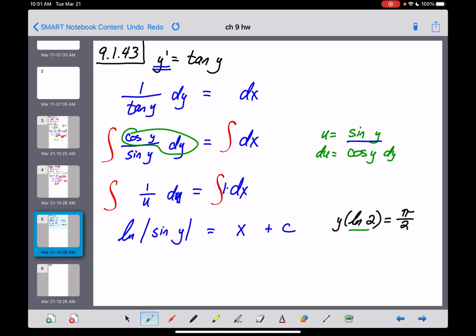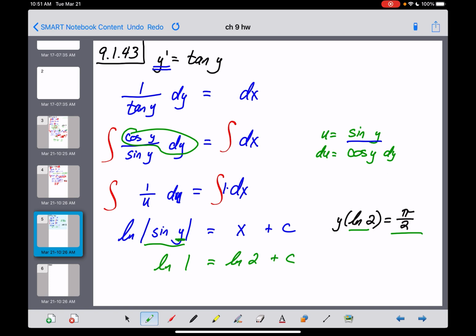When x is the natural log of 2, y will be pi over 2. So the natural log of, let's think about this, sine of pi over 2 is your y value, which is going to be 1. And the absolute value of 1 is 1. So there's your left side. It equals x, which is the natural log of 2, plus c.